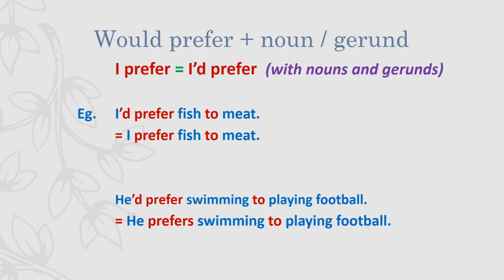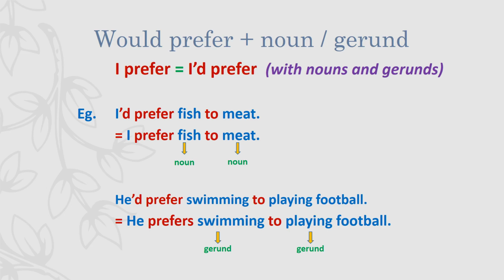I'd prefer fish to meat. Fish and meat are nouns. So I prefer and I'd prefer can be equal. He would prefer swimming to playing football. Swimming and playing, both of them are gerunds.